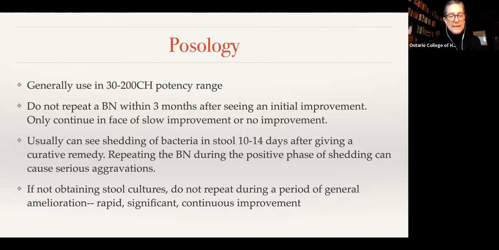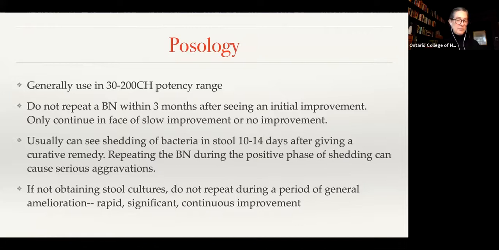You usually can see in the stool a shedding of bacteria 10 to 14 days after giving a curative remedy, so that this excessive pathological bacteria starts coming out in the stool. So repeating the bowel nosode during the positive phase of shedding can cause very serious aggravations in your case.